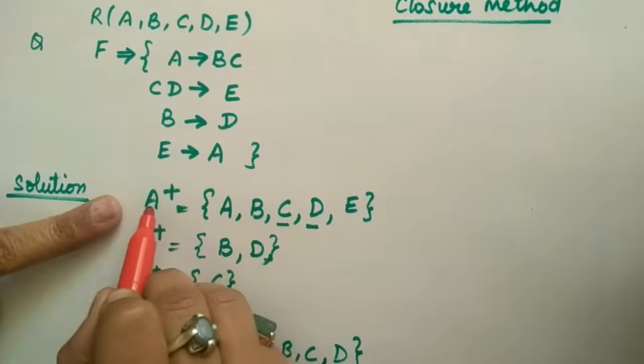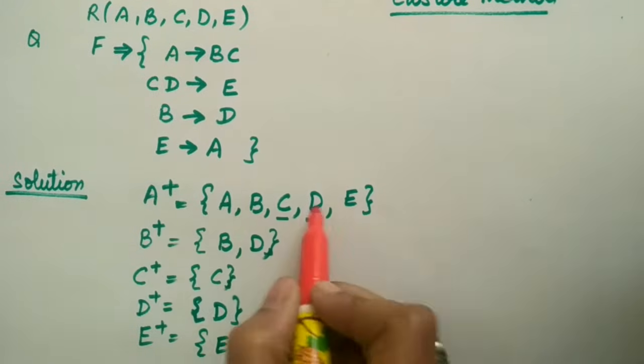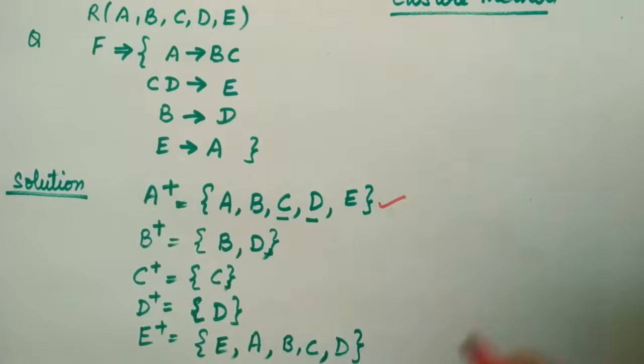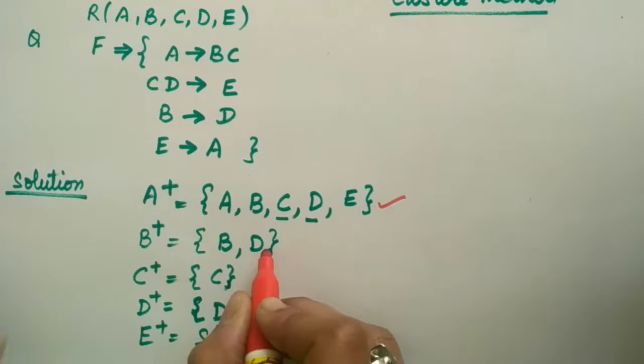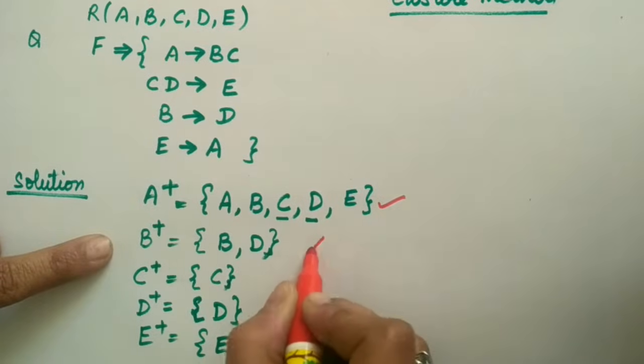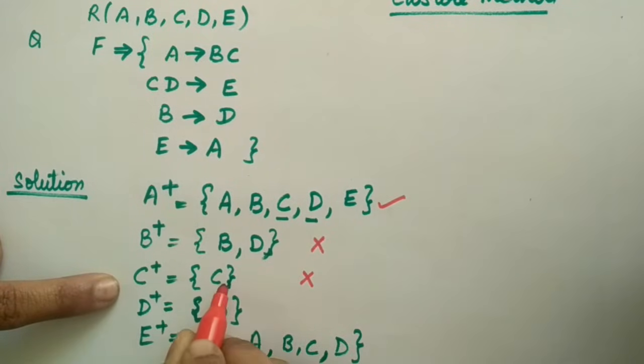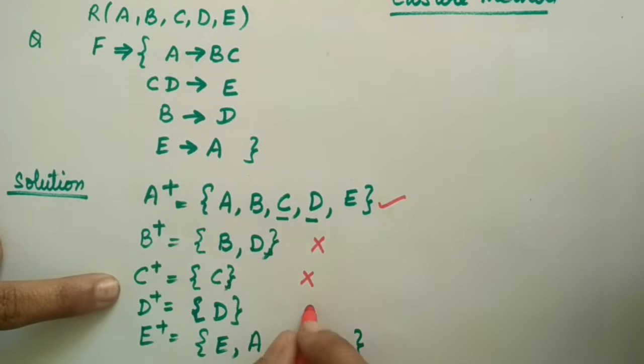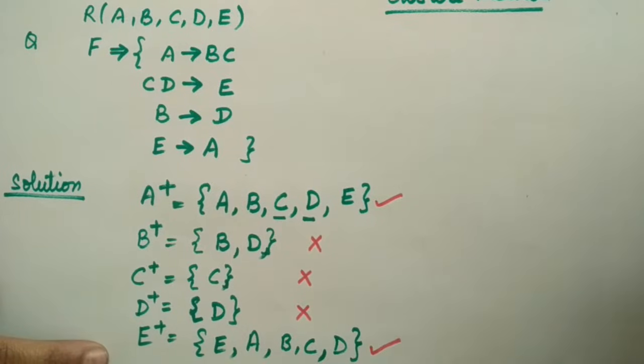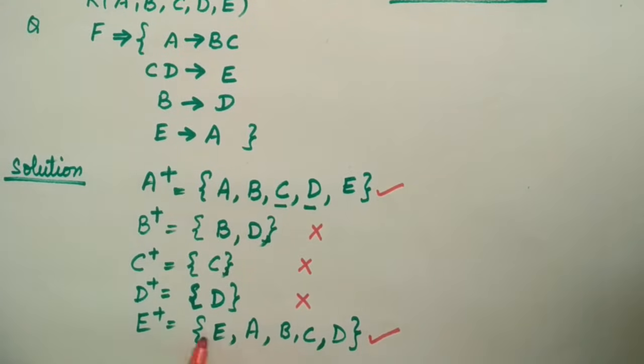Now the attribute closure which contains all the attributes forms the candidate key of our relation. Let's check. The closure of A contains all the attributes A, B, C, D, E of the relation. So this will be the candidate key. B's closure does not contain all the attributes, so this will not be the candidate key. C will also not be the candidate key because it does not contain all the attributes. Similarly with D. E will be the candidate key because E contains all the attributes of the relation A, B, C, D, E. So the closure which contains all the attributes forms our candidate key. So there are two candidate keys, but there could be more candidate keys.